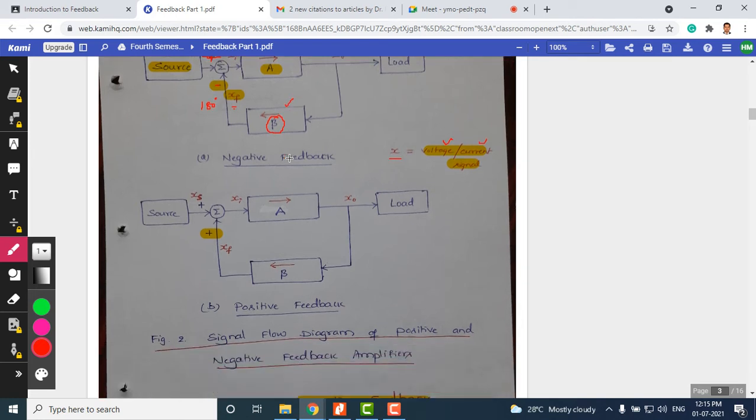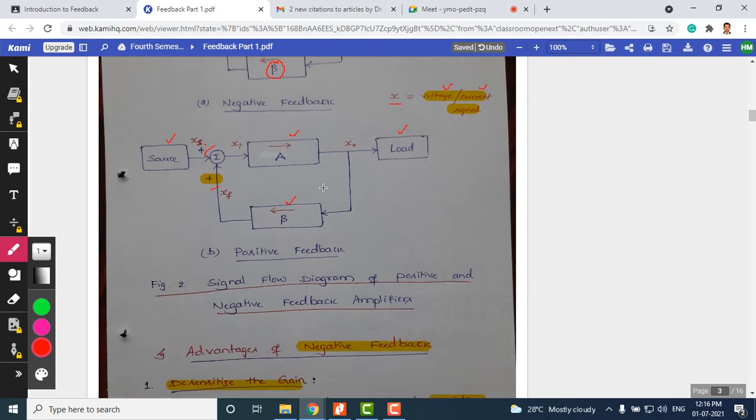Conversely, if you look at a positive feedback system, the same blocks exist here also: the source block, the basic amplifier block, the load, which may be resistive or capacitive depending on the type of application, and there is a feedback network here. So again you can see there is a loop here, and the signals XS and XF, you can observe, are both positive here. This shows that both signals are going to be in phase. So this kind of feedback circuit is called positive feedback.